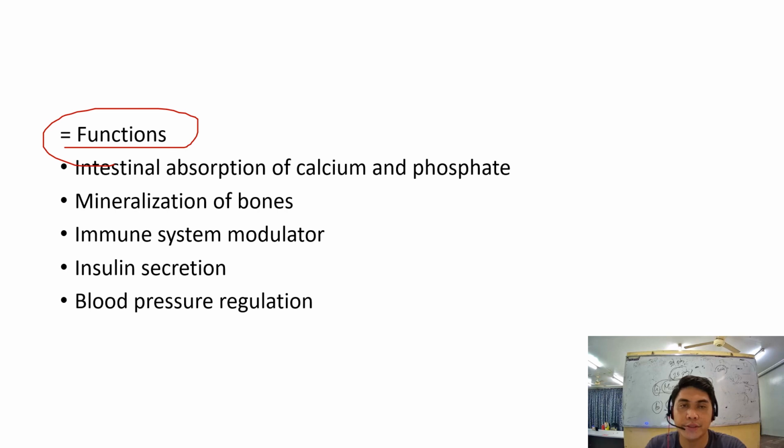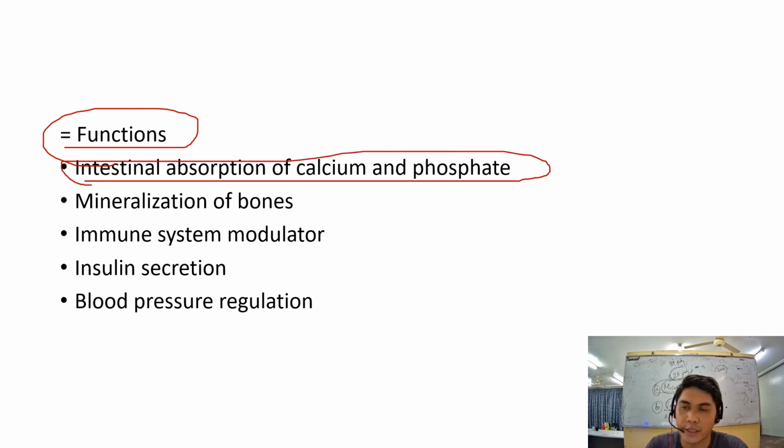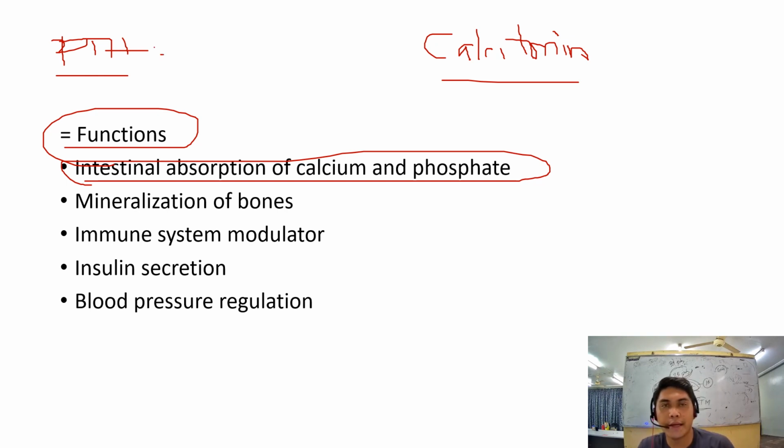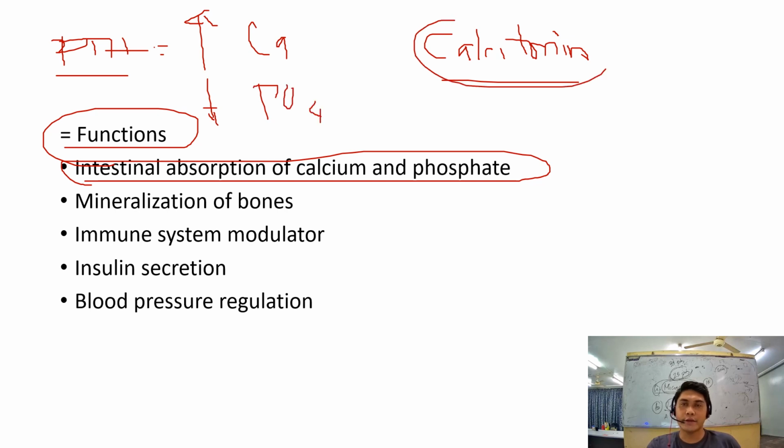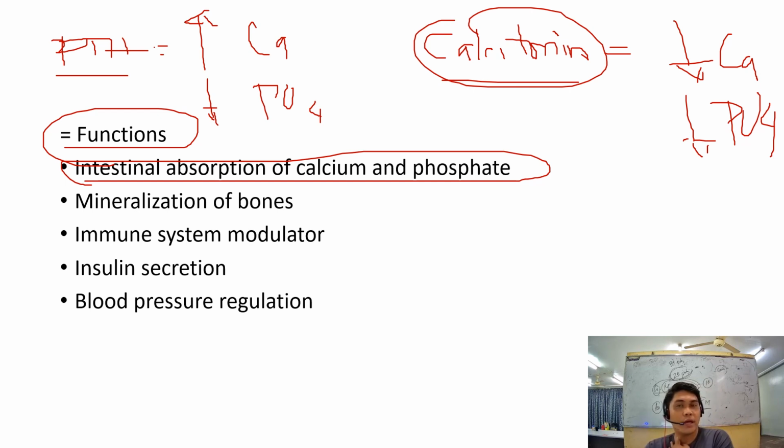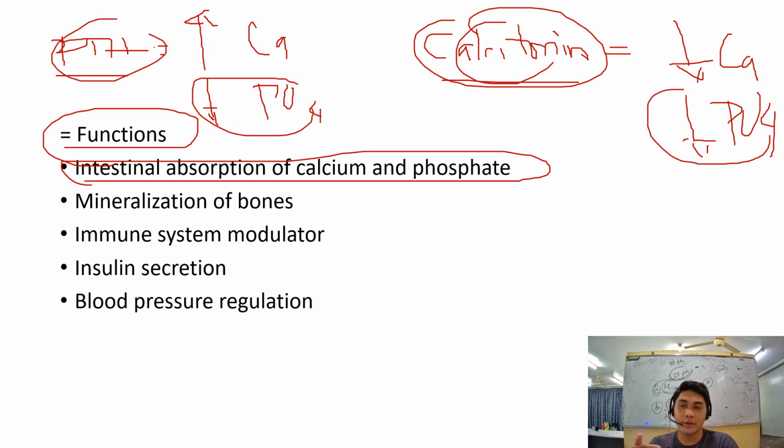Next, regarding functions. First, you have intestinal absorption of calcium and phosphate. So let's talk about PTH and calcitonin for this one. PTH increases calcium concentration, right? But the effect of PTH on phosphate is a decrease in phosphate. For calcitonin, you have a decrease in calcium and a decrease in phosphate. So the problem with this one is that PTH decreases phosphate and calcitonin decreases phosphate. So we need a counter hormone.